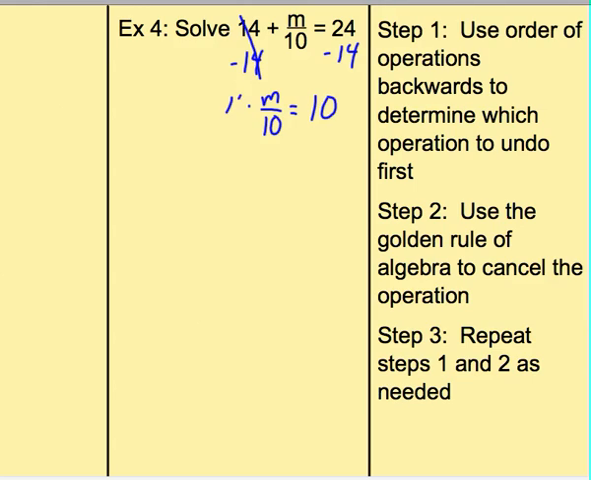To cancel that, I multiply both sides of the equation, following the golden rule, by 10, canceling on the left-hand side, not even thinking about performing an operation on the side with the variable. 10 times 10 gives me 100.